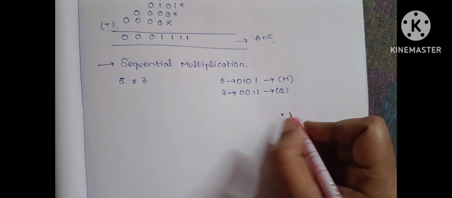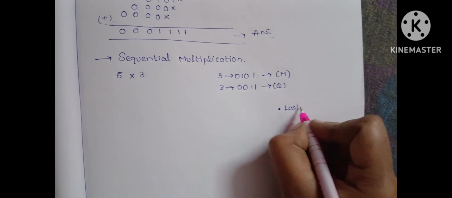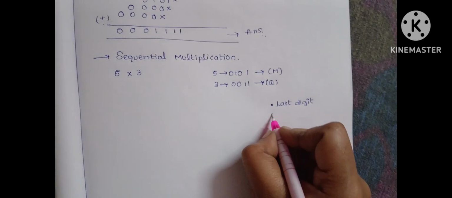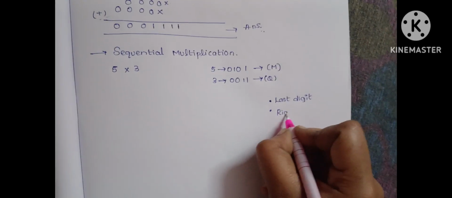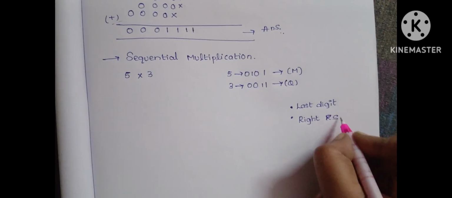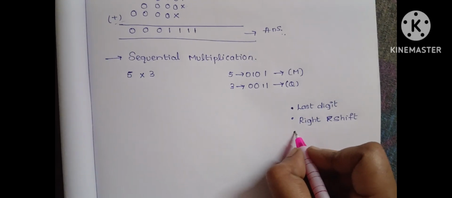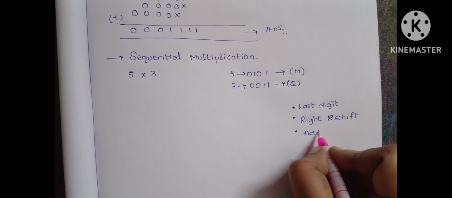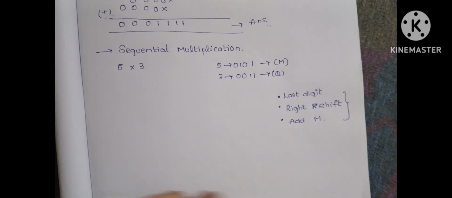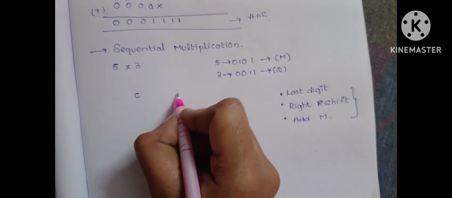Now there are 3 major steps which we need to perform in sequential multiplication. The first one, the major step, is checking the last digit in Q. It is the major one as the whole process depends on it. Then right shift: we will do right shift in each step so that each bit moves to the right. And the last one is we will add M to A. I'll let you know while doing the process when we will add M. Now let us start doing the process.